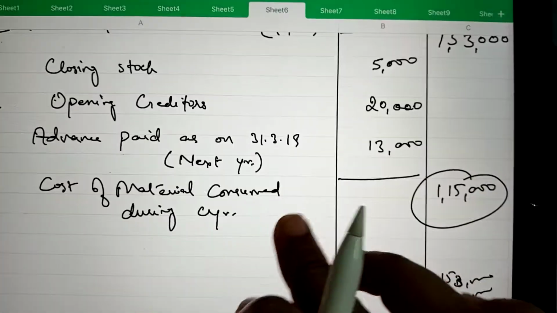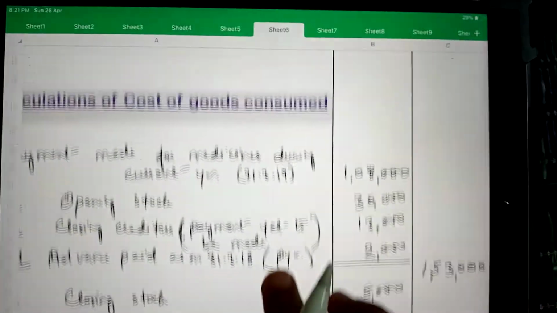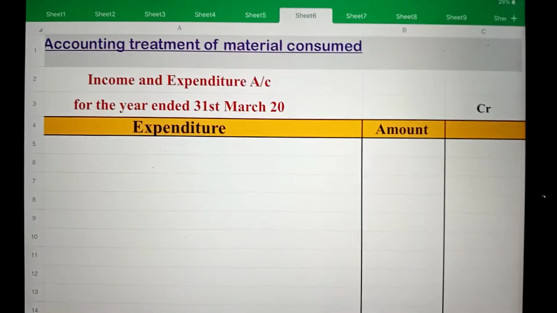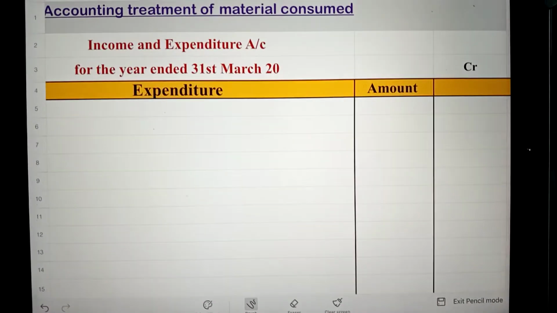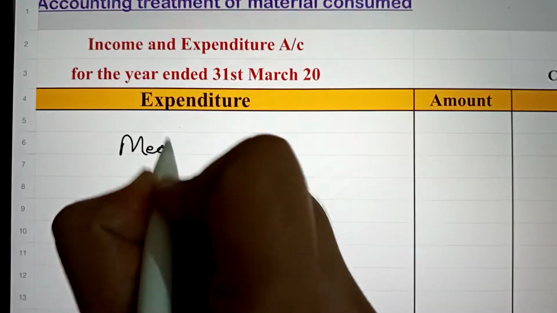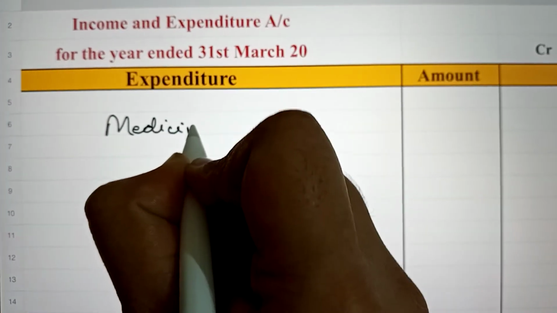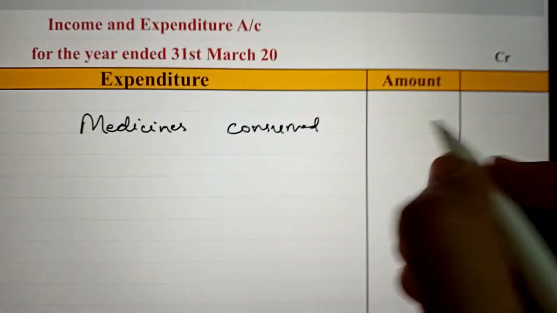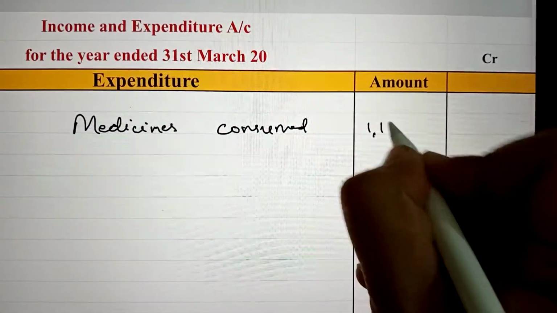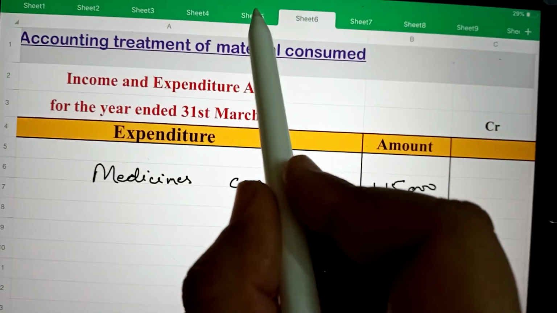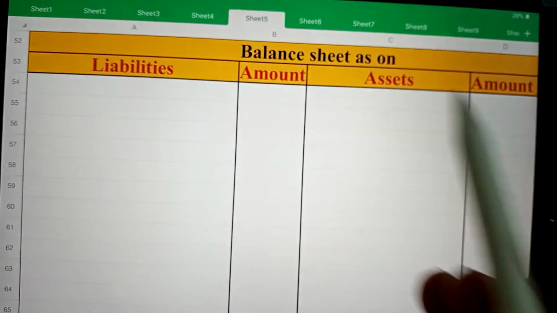So this amount will be written under the income and expenditure account as an expense, medicines consumed amounting to rupees 1,15,000, and under the balance sheet, come to the balance sheet.